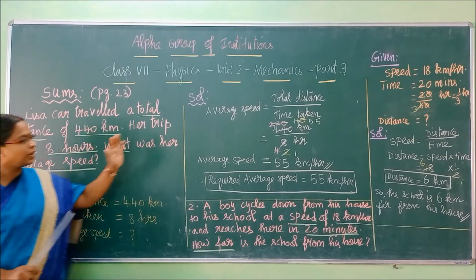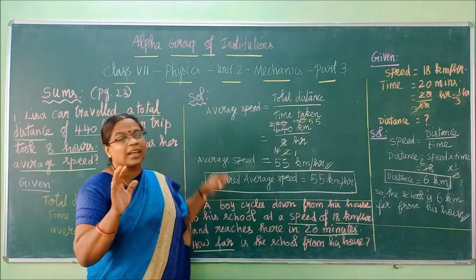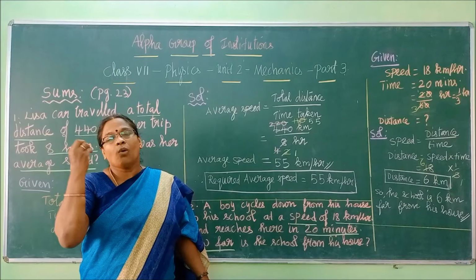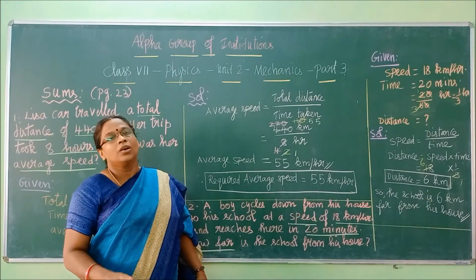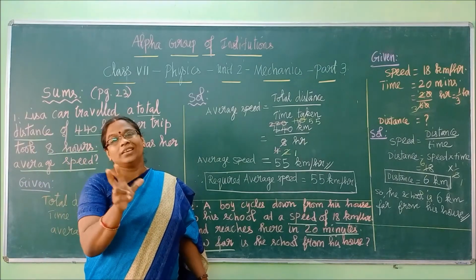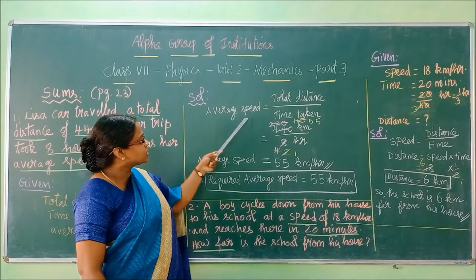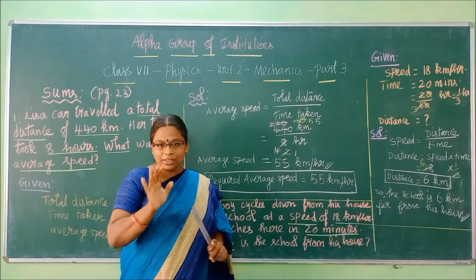Right? Now next, solution starts here. Here first write the basic formula, whatever formula you are going to use for the quantity they have asked. First write the basic formula. So what is your basic formula? Speed is equal to distance by time. That is your basic formula.